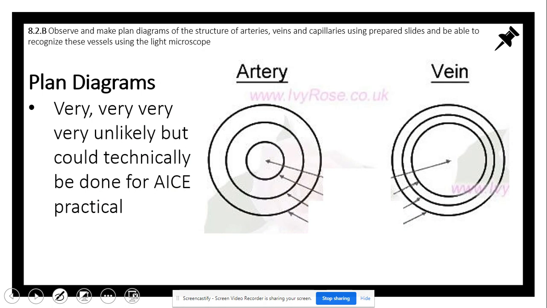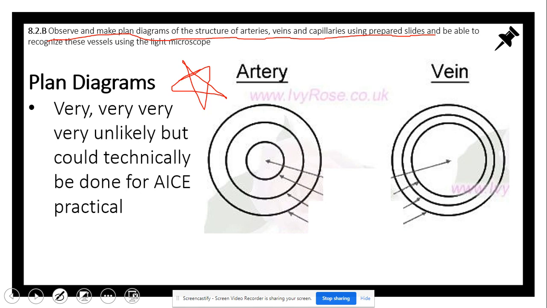So plan diagrams. This is a big emphasis with plants. So hopefully we're back in the classroom by the time we do that. But technically speaking, that objective says observe and make plan diagrams of the structure of arteries, veins, and capillaries using prepared slides. So technically speaking, this could be one of the slides that you get on your ACE exam. Realistically, they've never done it because plant slides are a lot cheaper than arteries and veins. So technically it could happen, probably not.